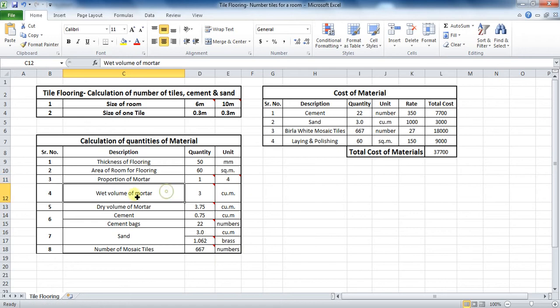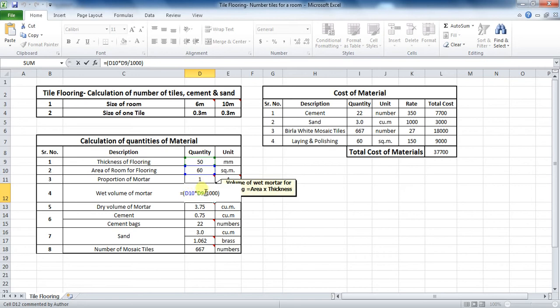First, let's calculate the wet volume of mortar, which will be required for the bed of flooring. So, the formula will be thickness of flooring into area of flooring. But remember that we have taken the thickness of flooring in millimeters, so to convert it into meter, we will have to divide that value by 1000 first. So, the formula in Excel will be equals to bracket cell D10 into cell D9 divide by 1000 bracket close, which comes to be 3 cubic meter.